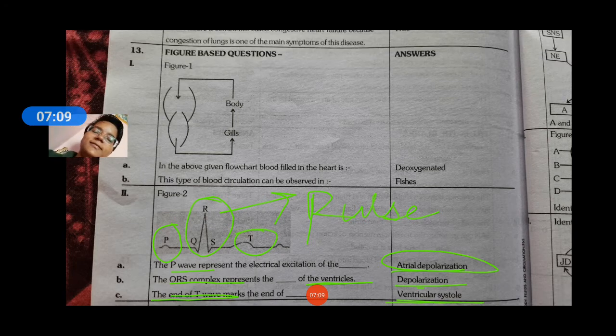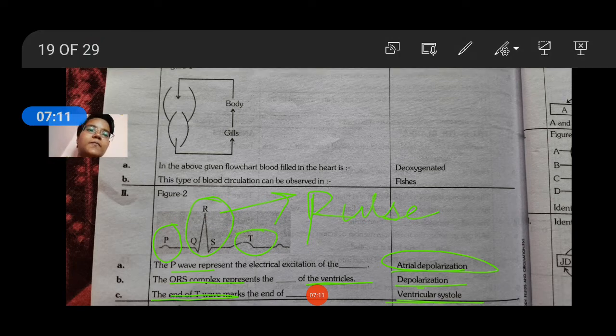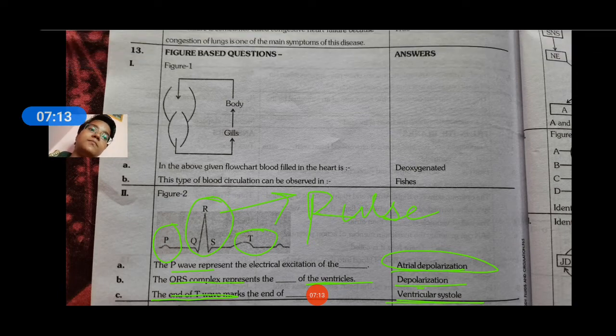AIIMS recognizes it every year. I think so. I don't know more about it.